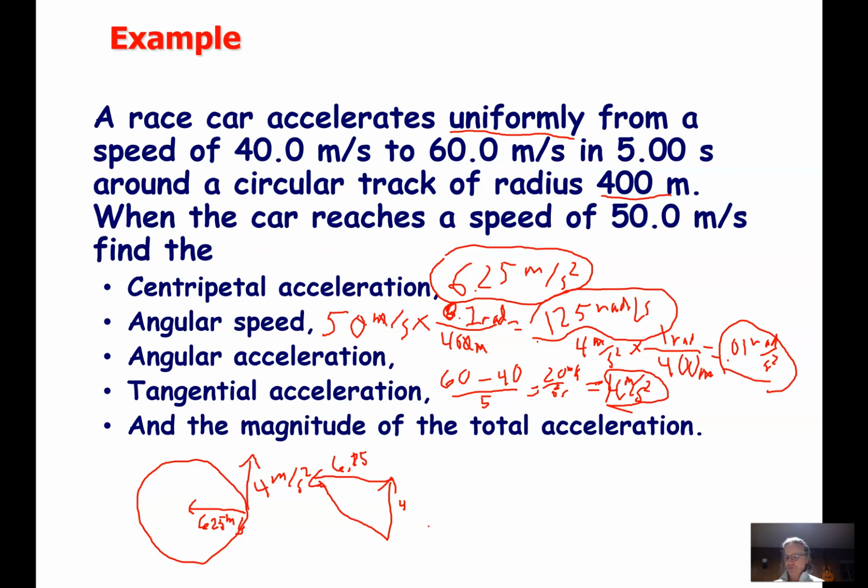I can do 4 squared plus 6.25 squared. And that equals that. So the square root of that answer, 55-ish, is 7.4. So I did my Pythagorean theorem and I found this to be 7.4. Once again, that didn't look like a 7.